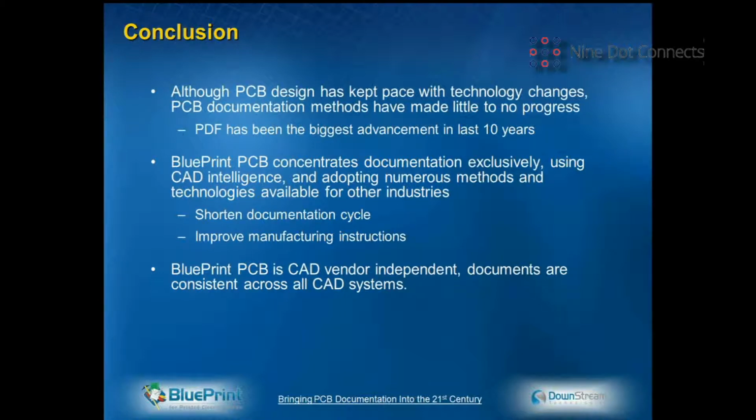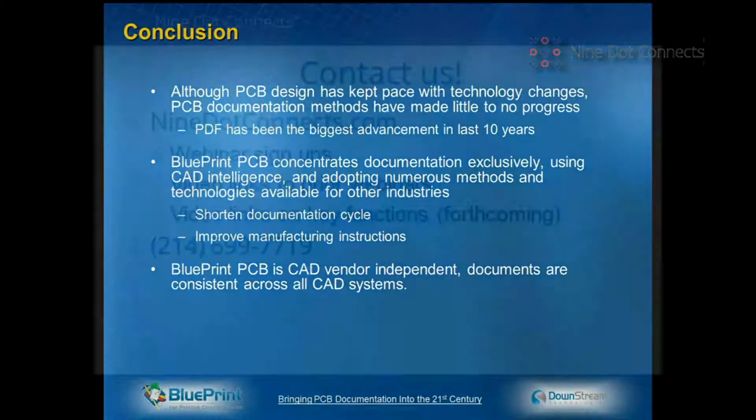Just a couple final points here. Really, Intelligent PDF is the biggest change in documentation over the last few years. A lot of the things we're still doing are workarounds. Since we just concentrate on PCB documentation with this tool, using the intelligence from the CAD system, we can shorten the documentation cycle and get it down to 20 to 30% of the time, and we can improve the instruction.